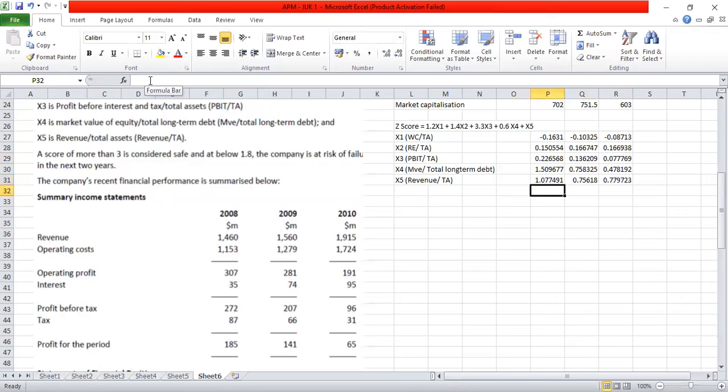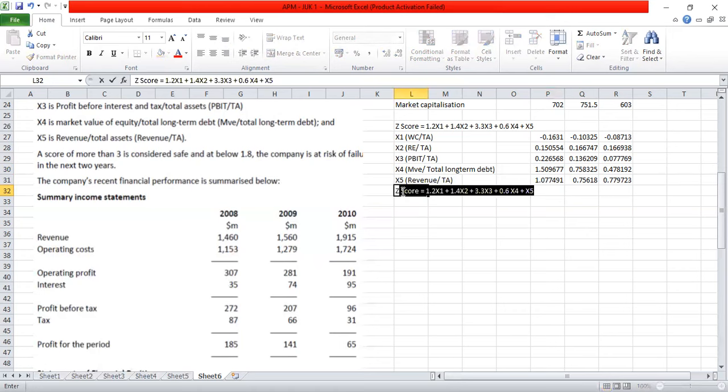Okay. Now that all five variables x1, x2, x3, x4, x5 are calculated, now it becomes possible for us to calculate the Z score. It is equal to the first variable has 1.2 as coefficient, 1.2 into this, plus the second variable has a coefficient of 1.4, 1.4 into. You have to memorize this in situations where they do not provide the equation, you should remember that and then reproduce that.